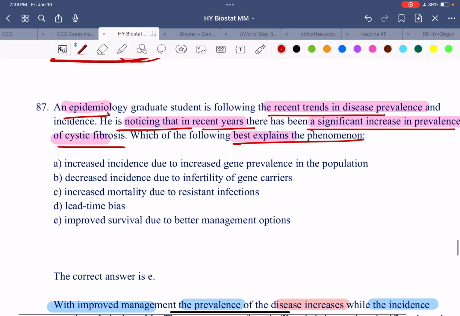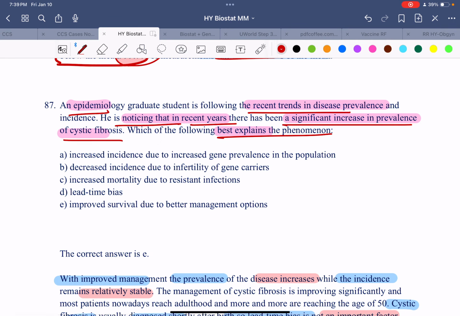An epidemiology graduate student is following recent trends in disease prevalence, and he is noticing that in recent years there has been a significant increase in prevalence of cystic fibrosis. Which of the following best explains the phenomenon? So why is the prevalence of cystic fibrosis increasing in recent years? The correct answer is improved survival due to better management options.